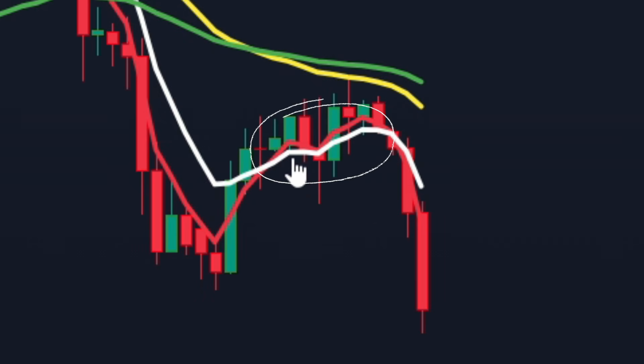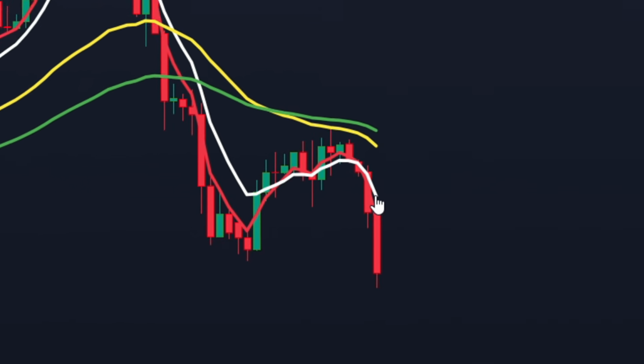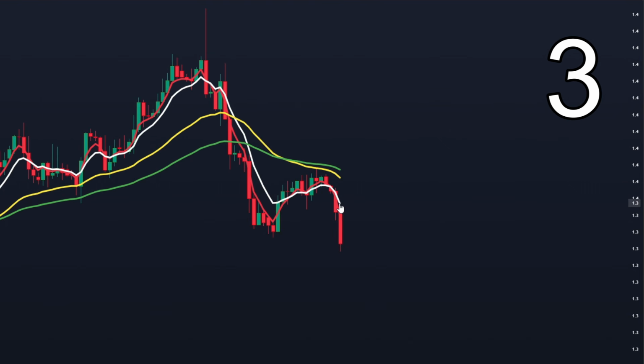When the red 4 EMA moves above the white 8 EMA, that tells us a pullback is probably happening. Then when the red EMA crosses back below the white EMA, that tells us the pullback may be ending and bearish momentum may be returning. Now we add the final price action confirmation.